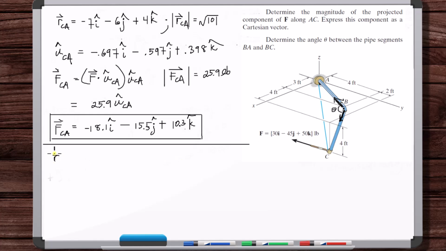So what is r_BA? Well, A is at the origin, so we can just see visually it's minus 3 i hat minus 4 j hat, and that's it. So the magnitude of r_BA is 5, right? 16 plus 9 is 25. So U hat BA, we just divide this by 5.